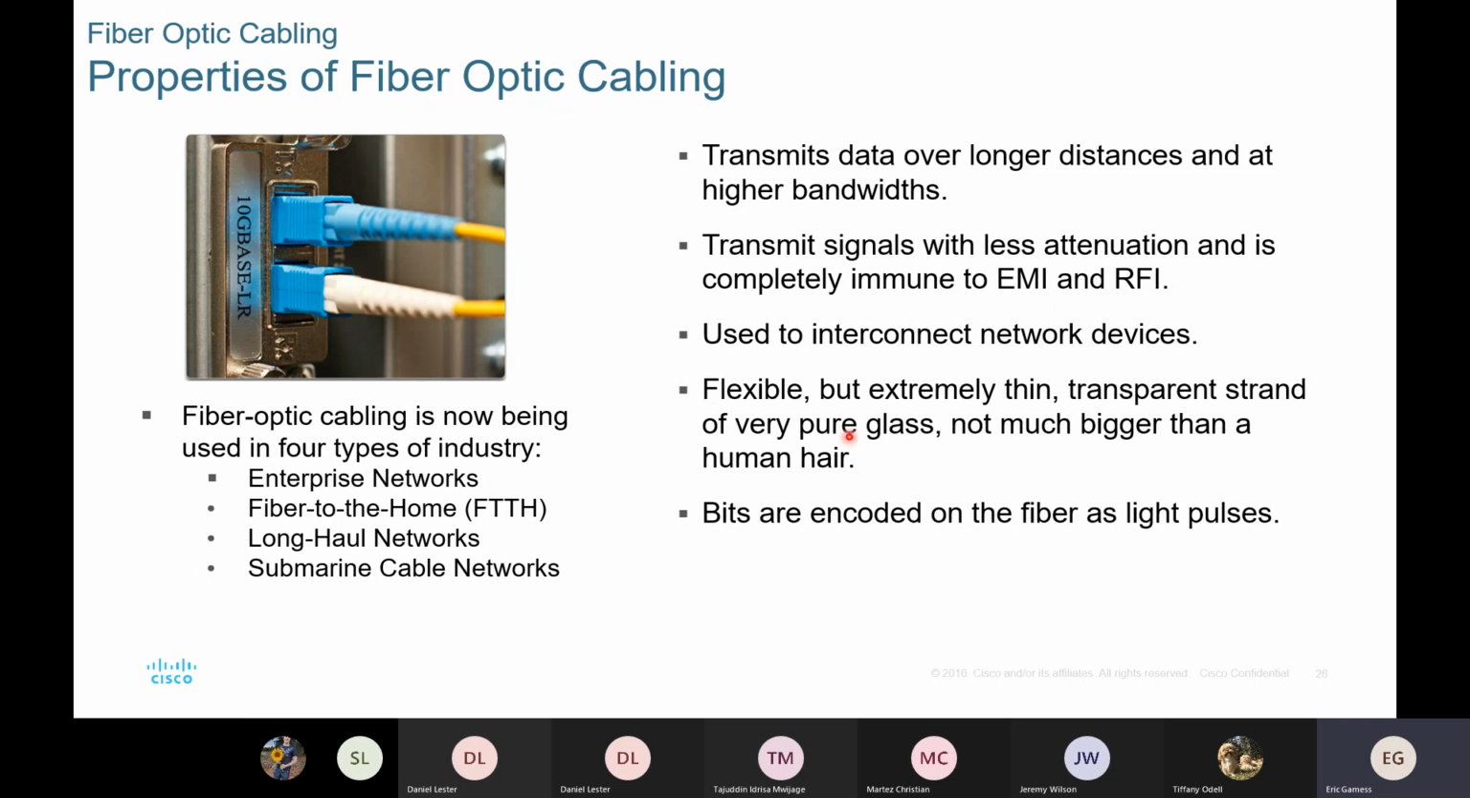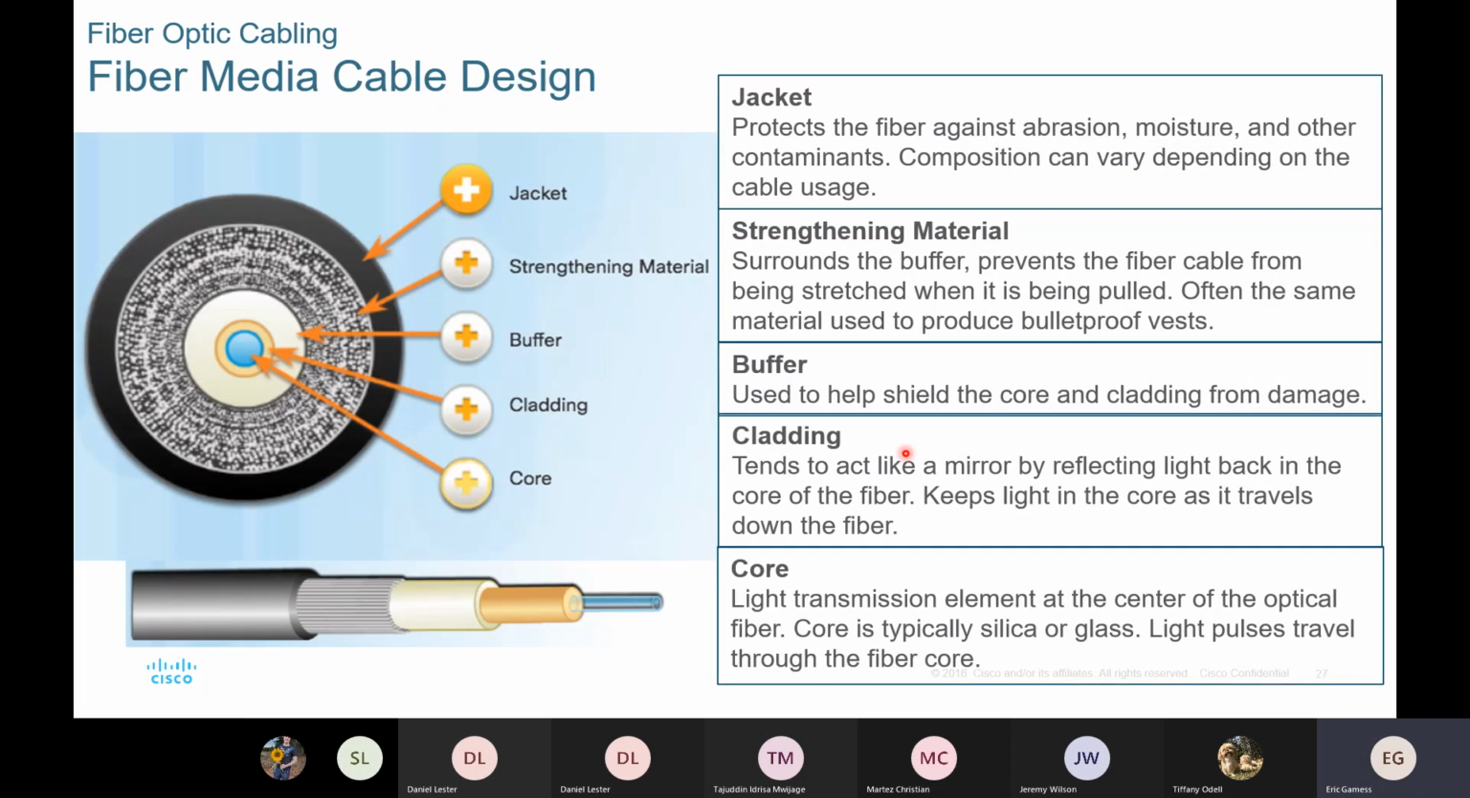Fiber optic is very, very thin. Each cable is smaller than the hair of a person. And what you will put inside is light, pulses of light. Inside, normally we can have glass, which is one of the technologies that we use, or we can also use silica.